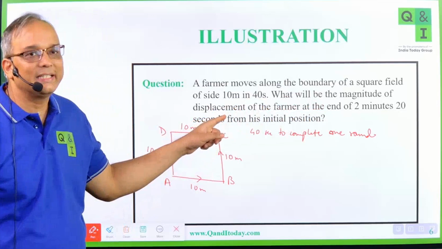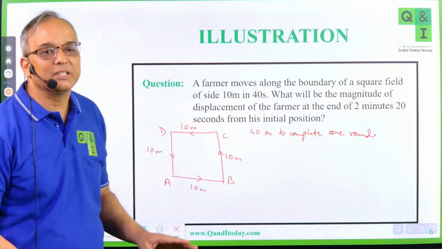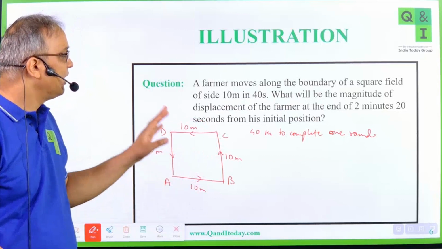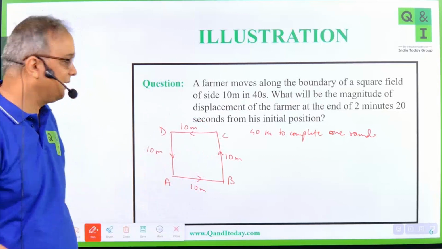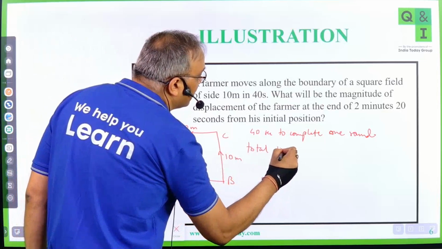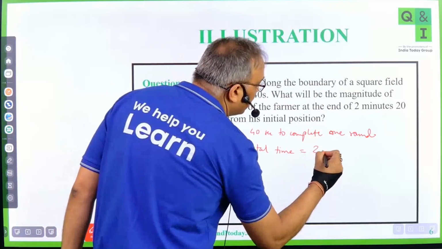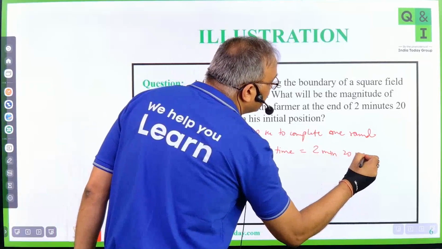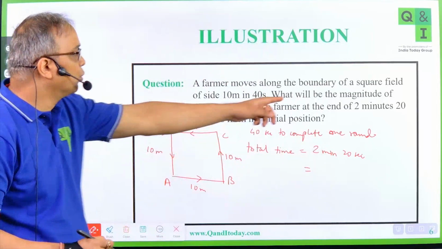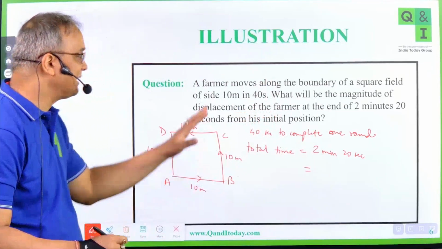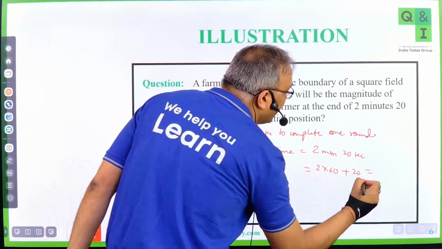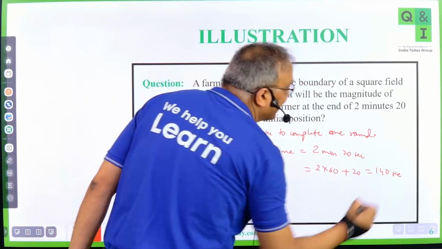Now, the question is, what will be the magnitude of displacement of the farmer at the end of 2 minutes 20 seconds from his initial position? His initial position is A. After 2 minutes 20 seconds, what is the final position? Let us find out. Total time is 2 minutes 20 seconds. We need to convert this into seconds first. 2 minutes is 2 into 60, 120 seconds, plus 20. That is 140 seconds, right?